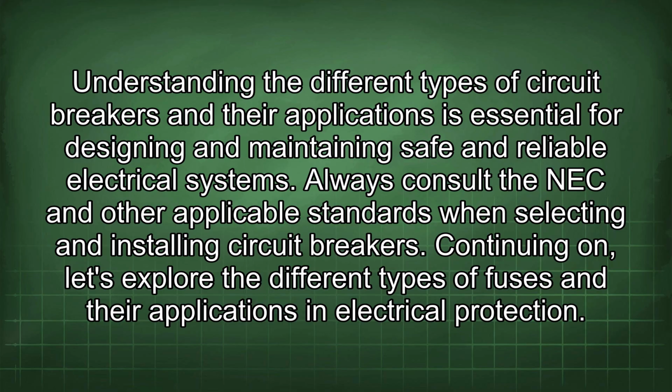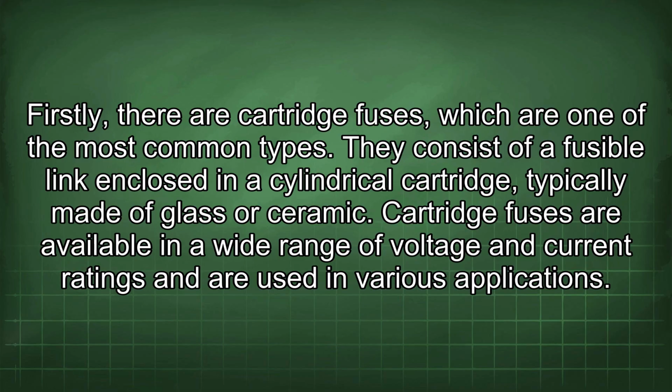Continuing on, let's explore the different types of fuses and their applications in electrical protection. Firstly, there are cartridge fuses, which are one of the most common types. They consist of a fusible link enclosed in a cylindrical cartridge, typically made of glass or ceramic. Cartridge fuses are available in a wide range of voltage and current ratings and are used in various applications.